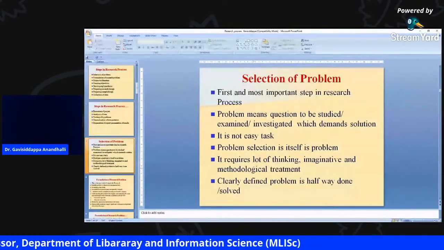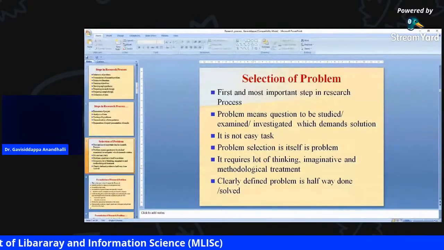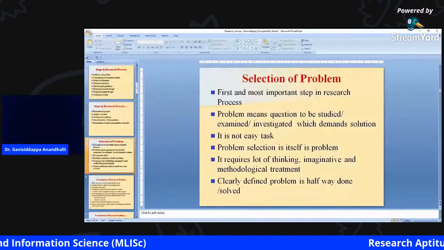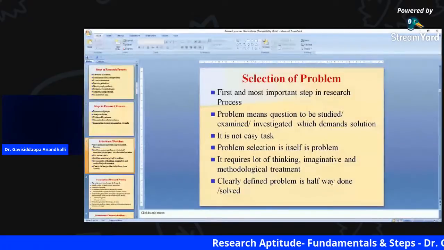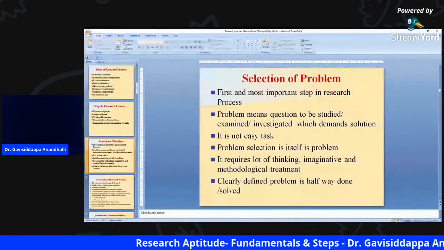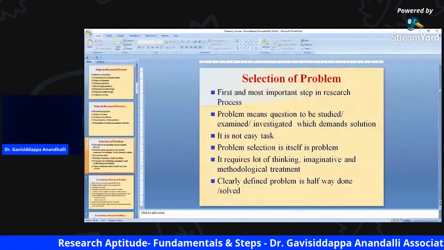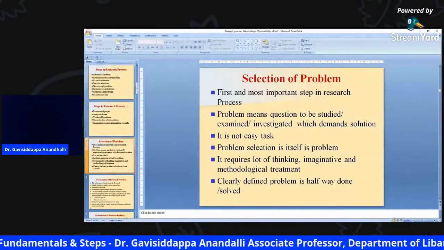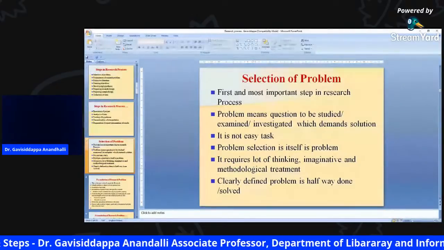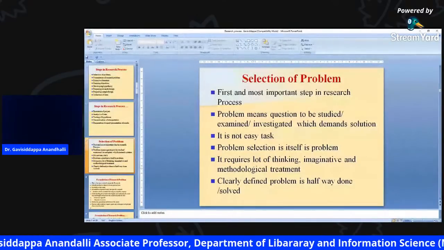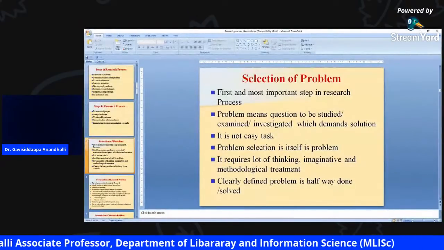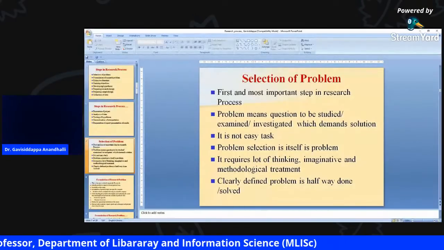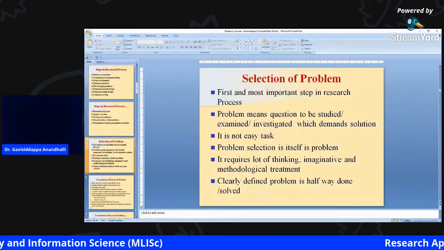It is a topic chosen for the research work. Okay, topic is chosen for the research work. It is a task about which you have to do the research and you have to draw whatever the facts and information is there in this. Therefore, problem, in the context of research, is a question to be studied. It has to be studied and examined. It has to be investigated, which demands the solution.